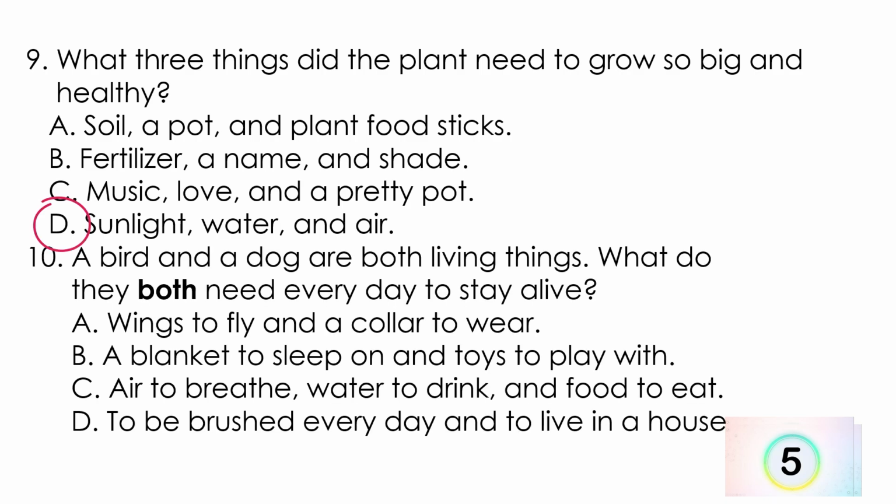10. A bird and a dog are both living things. What do they both need every day to stay alive? A. Wings to fly and a collar to wear. B. A blanket to sleep on and toys to play with. C. Air to breathe, water to drink, and food to eat. D. To be brushed every day and to live in a house. Answer is letter C. Air to breathe, water to drink, and food to eat. Good job, kids.